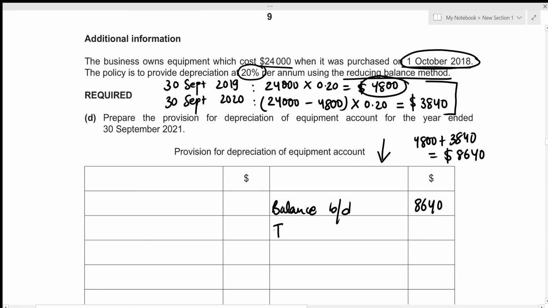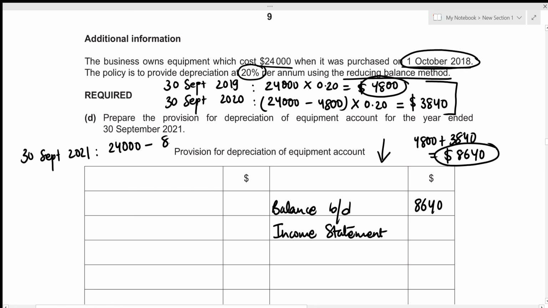Now we will be recording this year's depreciation under the heading of income statement, because we record our depreciation for the year as an expense in the income statement. Okay, so for 30 September 2021, our depreciation is just going to be the cost, 24,000, minus the provision for depreciation till that date, which is 8,640, times the rate, which is 20%. So this gives the depreciation for the year ended 30 September 2021 to be 24,000 minus 8,640 times 0.20, which results in 3,072. Let's record this under the heading of income statement.